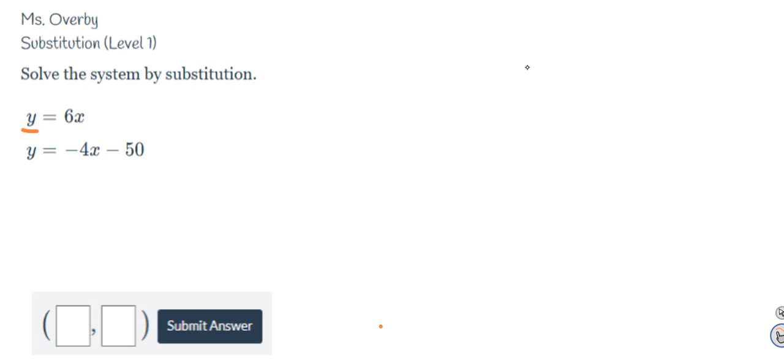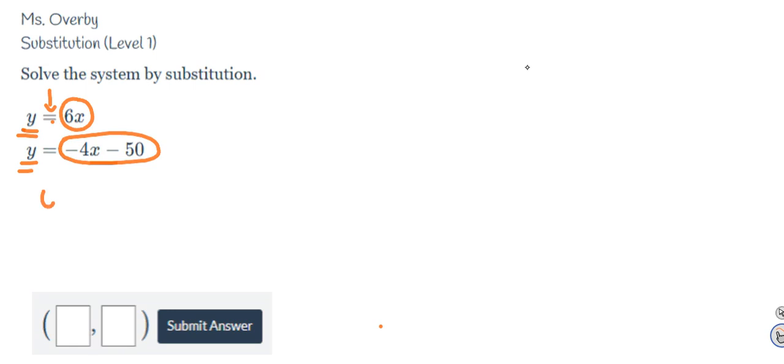See how y is equal to 6x? That means we're not just doing oil and yogurt, because those two things really aren't equal to each other, but y is really equal to 6x. And over here, y is really equal to negative 4x minus 50. So we want to see, when do the y's in both of our equations equal each other? So what we're going to do is this.